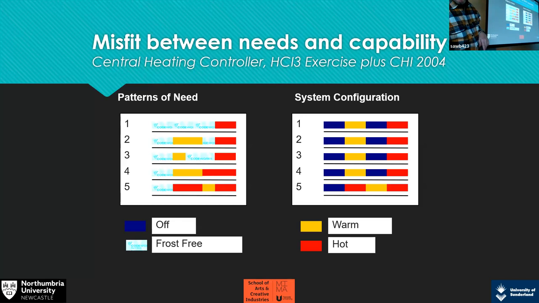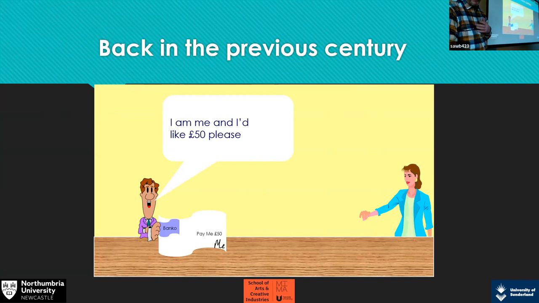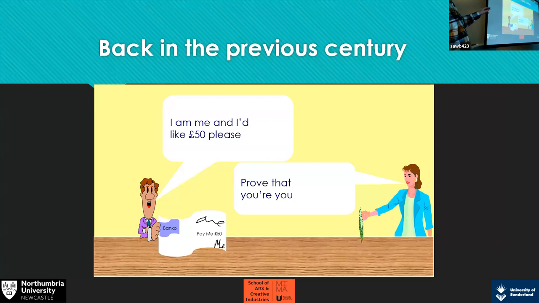So back in the previous century, there were these things called checkbooks. Sounds off, thank God. So you'd go to the bank saying, I'm me, I'd like £50. You'd have a check written out and already signed, and you'd have to prove that you're you. And you'd do that by signing the back of the check.